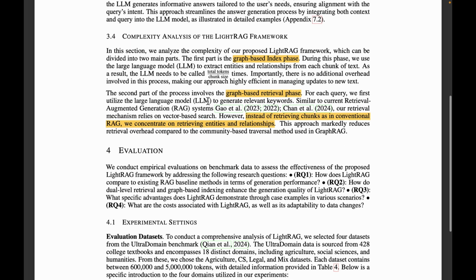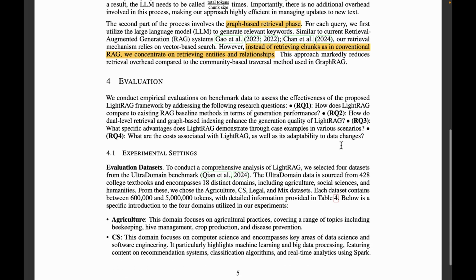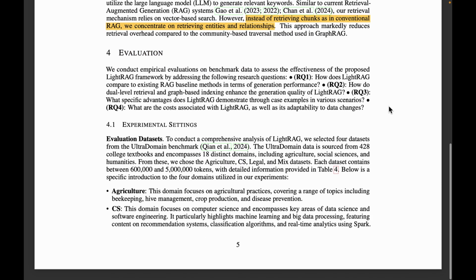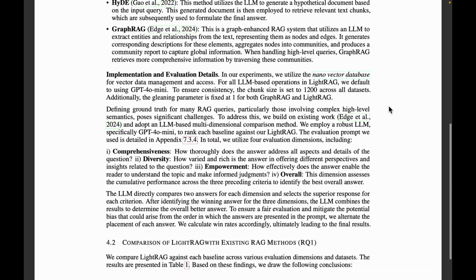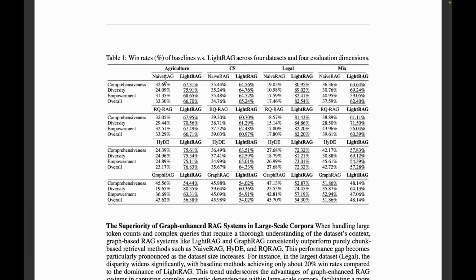Now that we have seen the architecture, their defense against the usage of an LLM in the indexing phase, and also their approach to retrieval, let's see how it performs. Let's look at the evaluation and find out how well LightRAG performs against some of the state-of-the-art methods. They have compared LightRAG with 3 others, which are NaiveRAG, RQ-RAG, HyDE, and GraphRAG. And they have tested against 4 datasets, which are agriculture, CS, legal, and a mixed dataset.